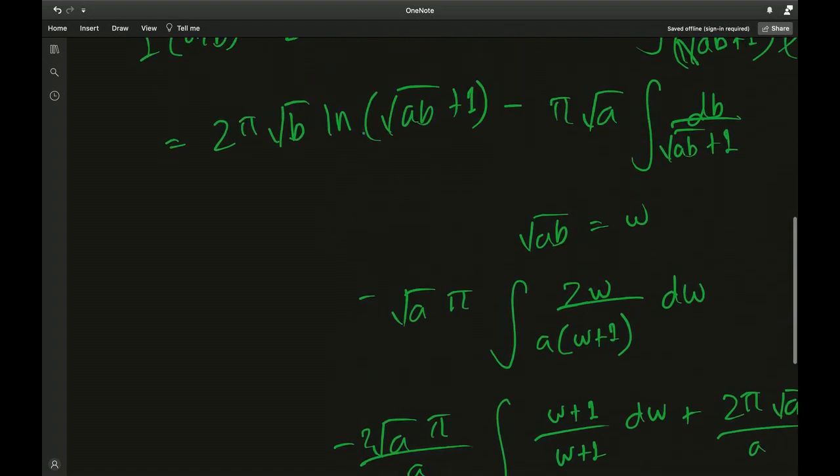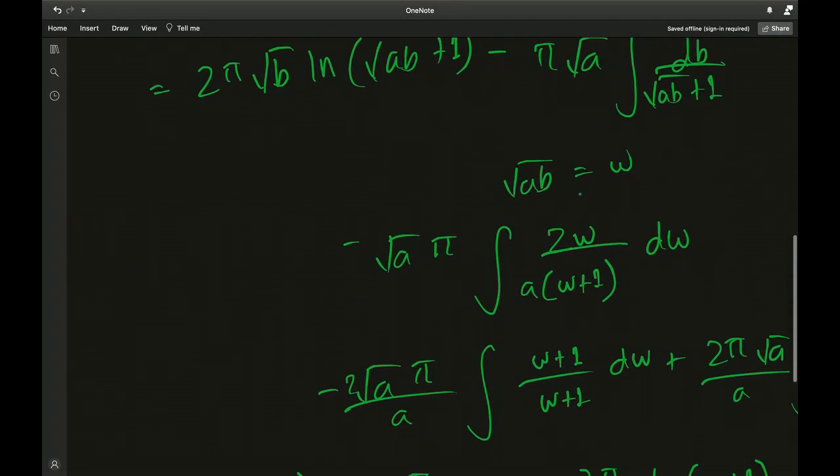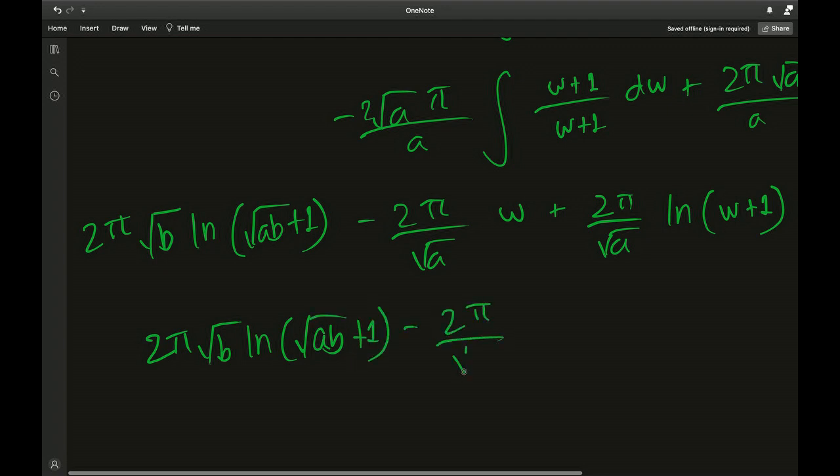And I always had this other term along with it, I just didn't write it: 2 pi square root of B natural log of square root of AB plus 1. Now instead of W, I would like to reverse substitute the square root AB. So I get 2 pi square root b natural log of square root ab plus 1 minus 2 pi over square root a square root ab plus 2 pi over square root a natural log of square root ab plus 1.